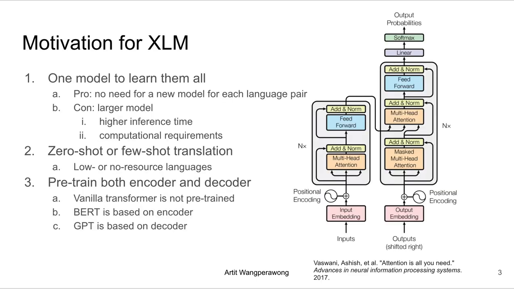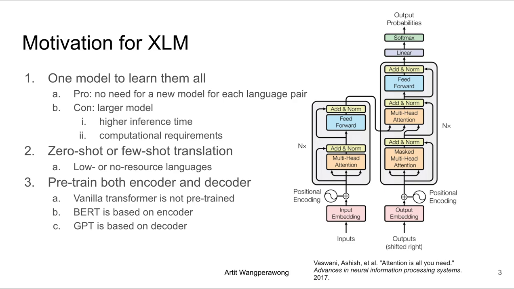So the motivation for XLM. Firstly, there's one model to learn them all, meaning there's a model for all of the languages. A pro of this is that there's no need for a new model for each language pair that we want to translate between. A con of this could potentially be that you need a larger model overall than a separate language pair model. And this could lead to either higher inference time or more computational requirements for training or inferencing, or both.